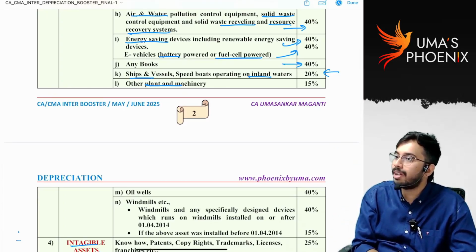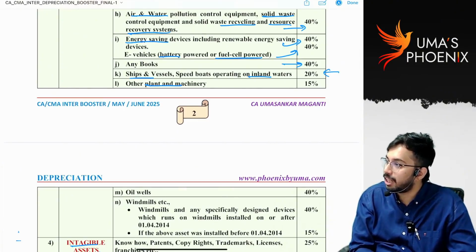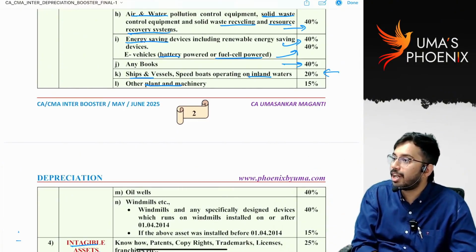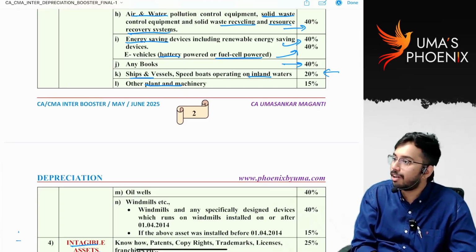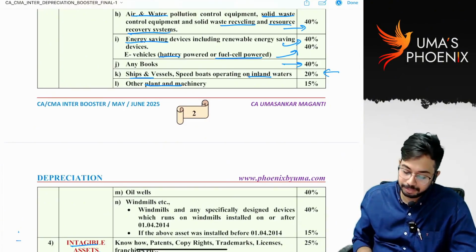No, right? For that I will apply 15% rate of depreciation. There is TV. Is there any rate of depreciation mentioned for TV? No, right? We will apply 15% rate of depreciation. So residuary rate is 15%.